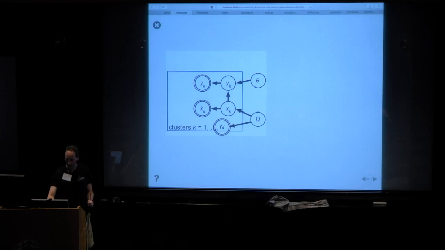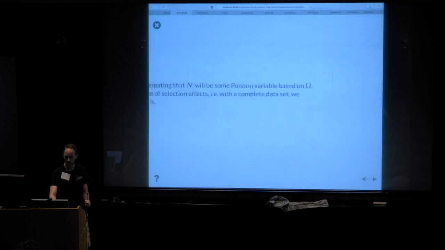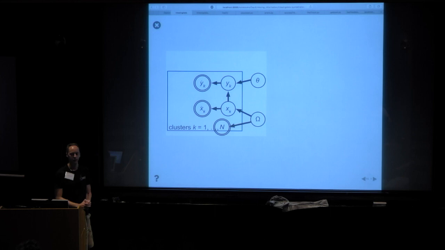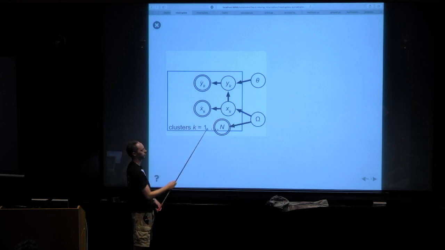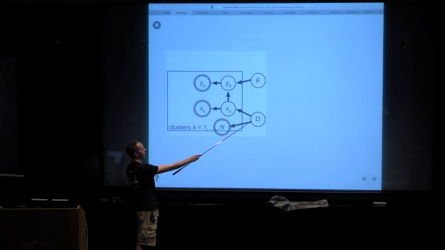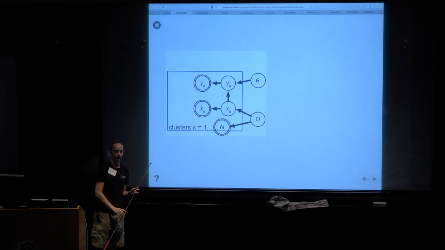So, okay, what were the questions actually? Some clusters have measurements of y, but not of x. Okay, so I'm going to claim, basically there's nothing that we have to change other than literally some clusters don't have a data point here. So we don't know what this is. This thing, x, is still part of the model. It still has a prior here, and because we know y, there will end up being some constraint on it, assuming that other parameters are constrained by other data points, if that makes sense.